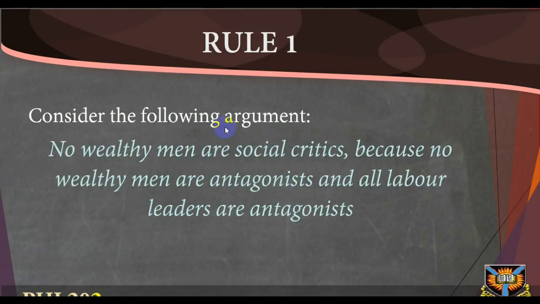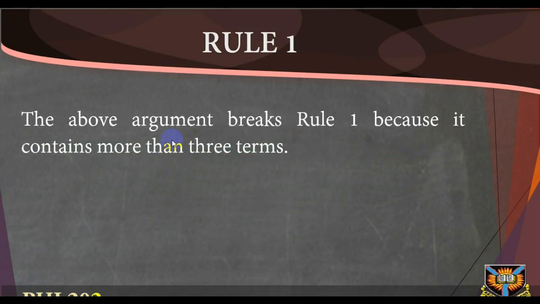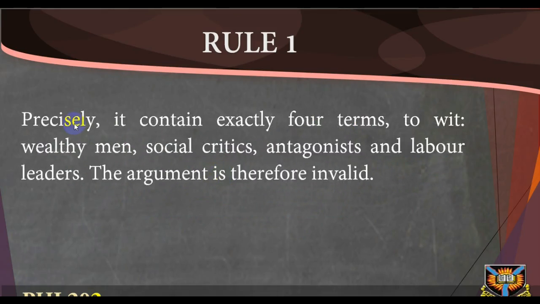Consider the following argument. No wealthy men are social critics because no wealthy men are antagonists, and all labor leaders are antagonists. The above argument breaks Rule 1 because it contains more than 3 terms. Precisely, it contains exactly 4 terms, to wit, wealthy men, social critics, antagonists, and labor leaders. The argument is therefore invalid.